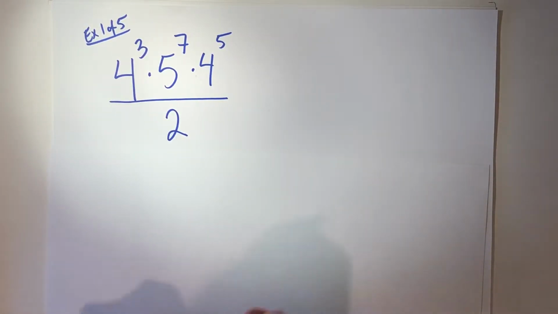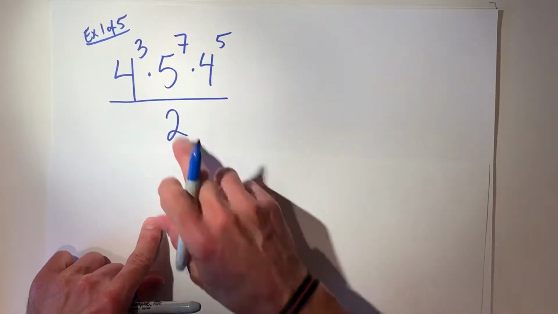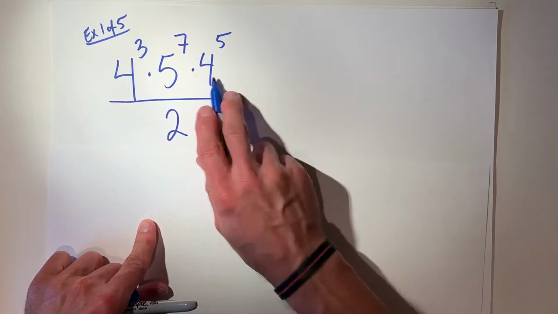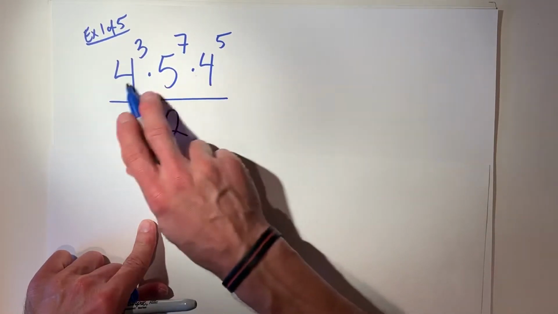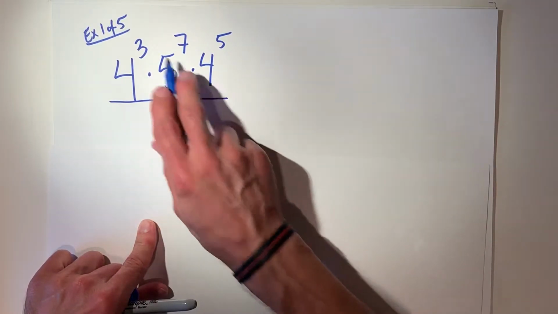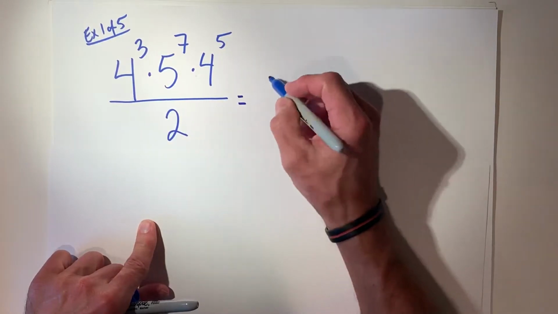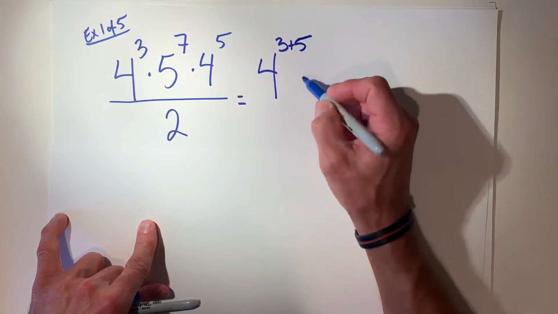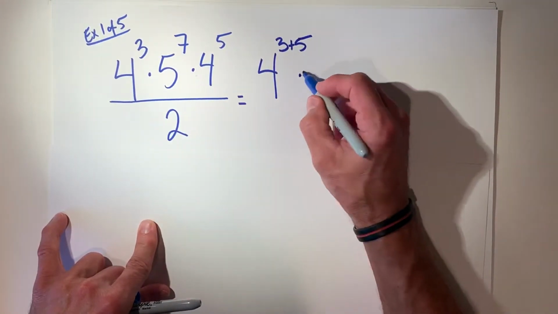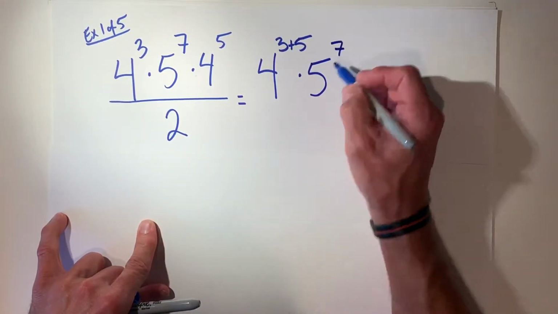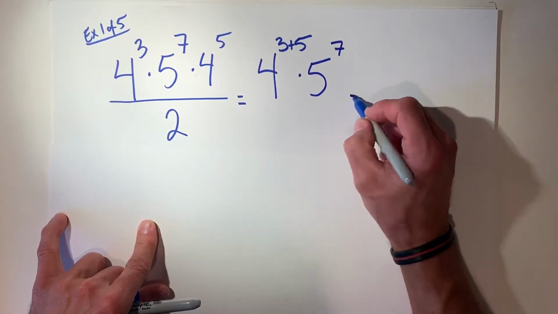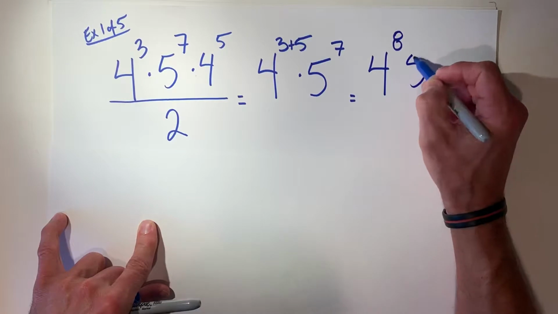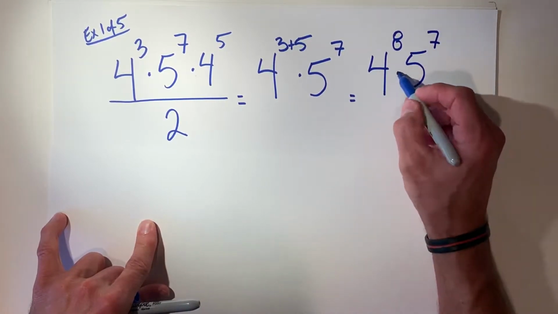And here's what I observe. Even though the 5 to the 7th power is in between them, this 4 to the 3rd times 4 to the 5th are essentially side by side with the same base, exponents of 3 and 5. So I'm going to take my exponents of 3 and 5 and write 3 plus 5. The 5 to the 7th, nothing has changed there. Now I'm going to add those together: 4 to the 8th and 5 to the 7th. I'll put a dot in there.